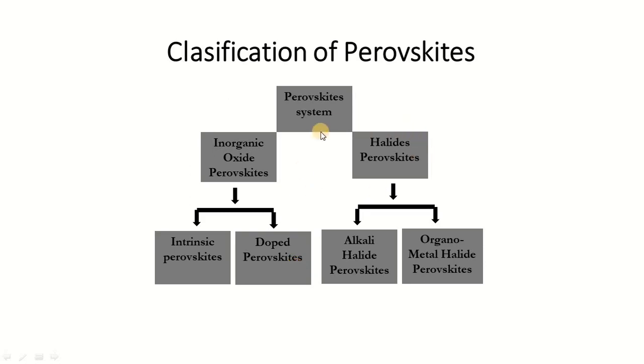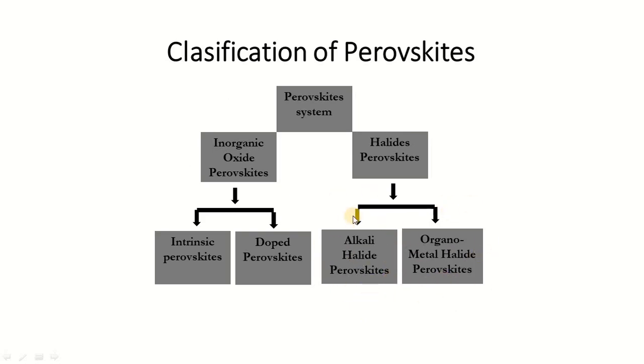Another class of perovskite is halide perovskites. Actually, halide perovskites are an outstanding photosensitive class of perovskite, which is widely used in lasers, photocells, photodetectors, solar cells, light emitting diodes, and X-ray scintillators. The halide perovskites are further classified into alkali halide perovskite and organometal halide perovskite.